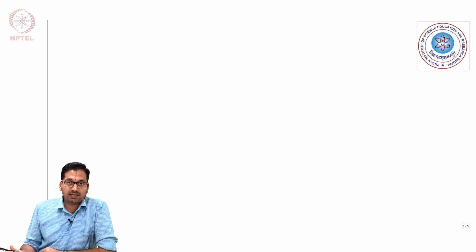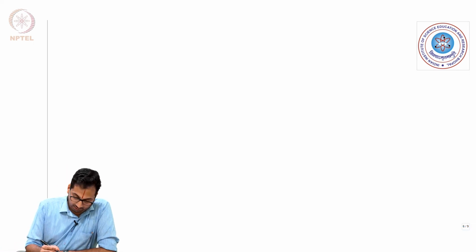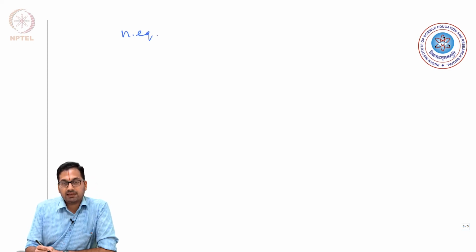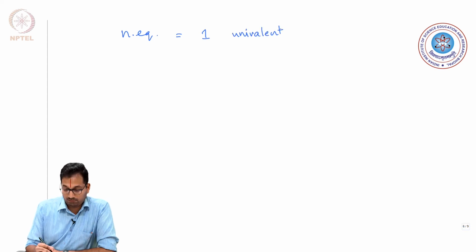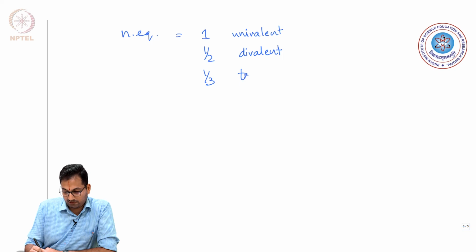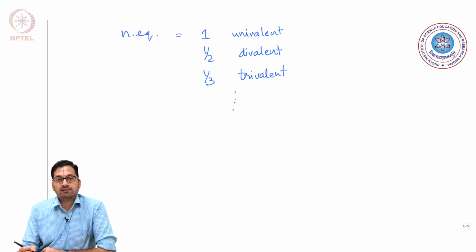Let's repeat the same process of understanding the number of equivalents for a precipitation reaction. For instance, the number of equivalents for a precipitation reaction is going to be 1 for a univalent cation or anion, 1/2 for a divalent anion or cation, and 1/3 for a trivalent anion or cation, and so on.